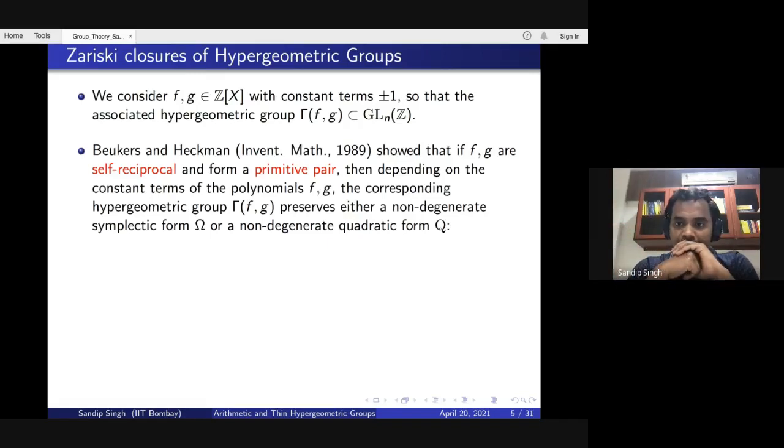Form a primitive pair means there does not exist any pair of polynomials f1 and g1 such that f(x) is f1 of x to the power k and g(x) is g1 of x to the power k for some k greater than or equal to 2. Then depending on the constant terms of the polynomials f and g, the corresponding hypergeometric group gamma f,g preserves either a non-degenerate symplectic form omega or a non-degenerate quadratic form Q.